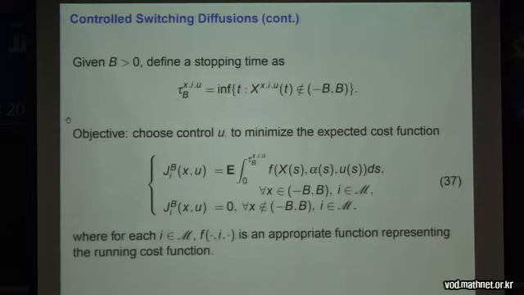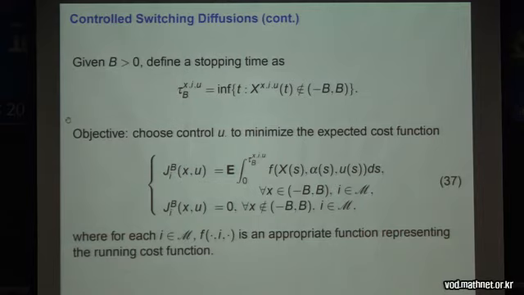Now for the control of the switching diffusion, we put a stopping time. What is the stopping time? I'm looking at a one-dimensional system. And the stopping time is whenever you reach the boundary, you do the control, so that I'm looking at from minus B to B. Whenever you reach the boundary, minus B or B, you stop. So one-dimensional, just for simplicity.